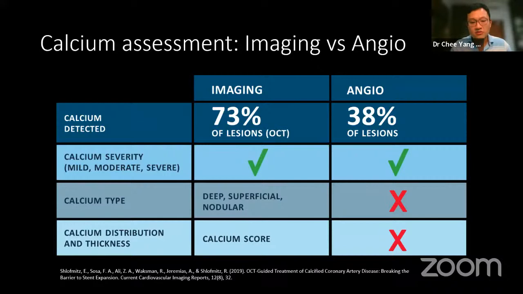So with imaging, we can describe calcium in many different ways. We can distinguish whether it's deep calcium, concentric calcium, eccentric calcium, nodular calcium, et cetera. And with angio alone, sometimes it's very difficult to do this.